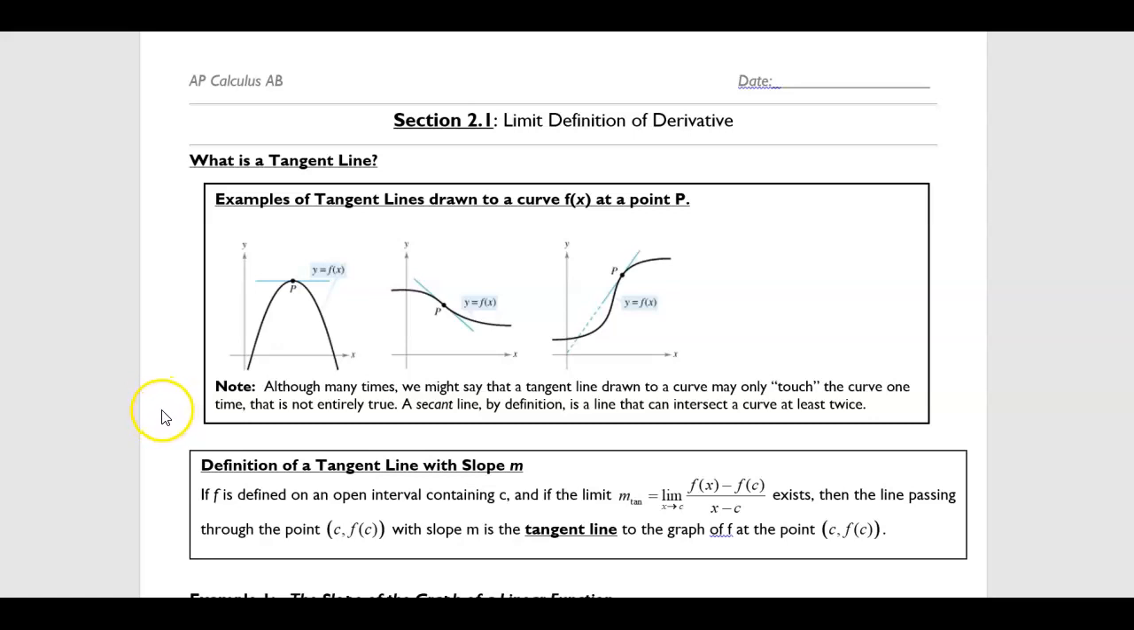So we want something a little bit more specific. Our definition of a tangent line is thinking about a line that passes through a point c, f of c, a point that it shares with the graph, and has slope m, where m is this equation here. Remember, this is what we figured out in our activities. The slope of a tangent line is the limit as x approaches c of f of x minus f of c over x minus c. Essentially it's the slope of the secant line, but we're letting x and c get closer and closer together. If that's our slope and we go through the point, that will give us what is called the tangent line.